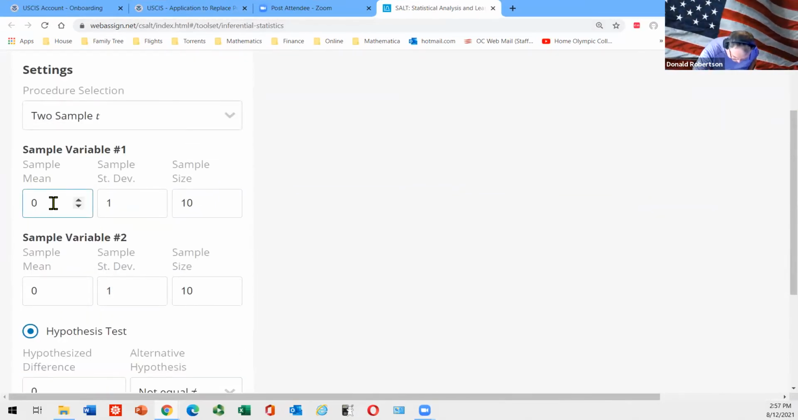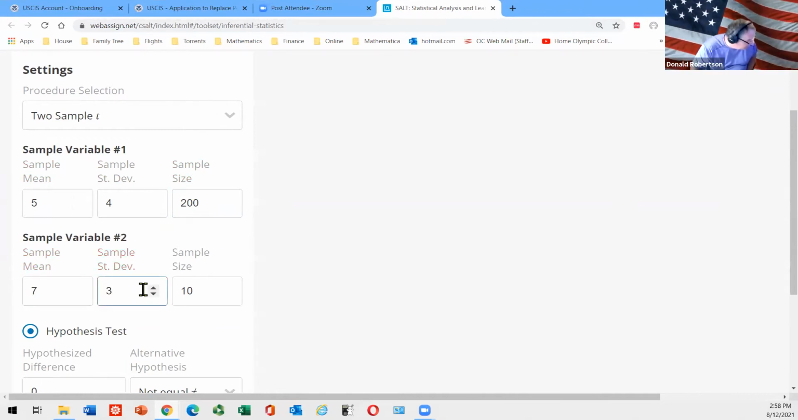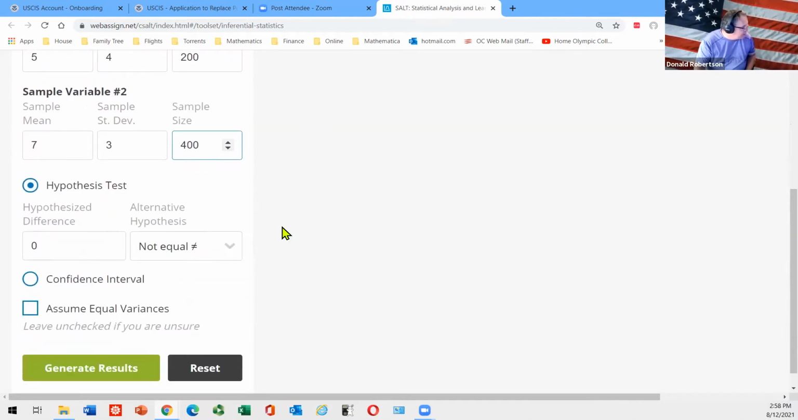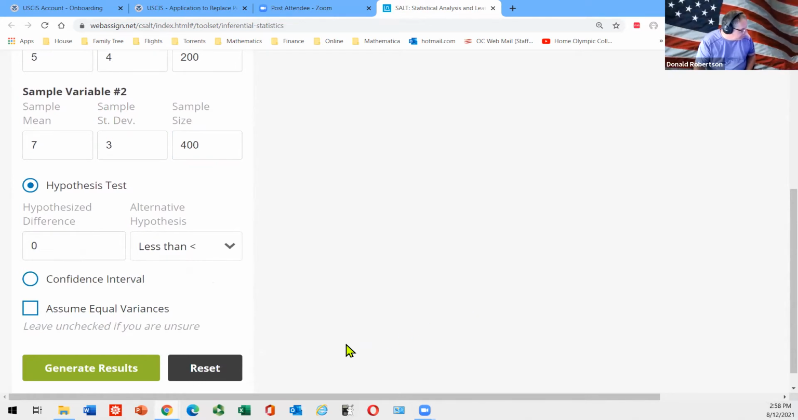The first mean is 5. Standard deviation is 4. And there were 200 people in that clinical trial. And in the second one, it was 7, and 3, and there were a lot more people in that sample, 400. And I'll make sure that I actually typed in the numbers correctly, which I did. And we have already decided that this is going to be a less than world. And we're going to generate results.